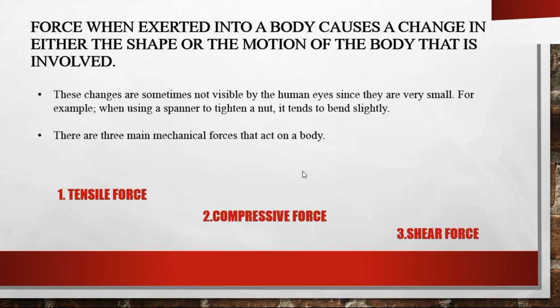So, we can say that when force is exerted on a body, it causes a change in either the shape or the motion of the body that is involved. These changes are sometimes not visible to the human eye since they're very small. For example, when using a spanner to tighten a nut, it tends to bend slightly. That one you can't see in a spanner.